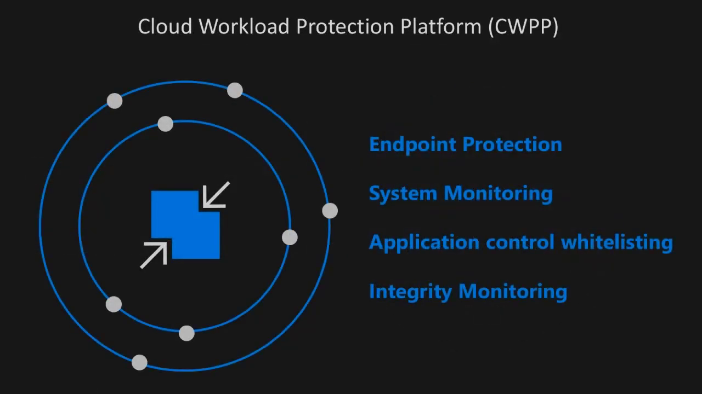If we go to the Cloud Workload Protection Platform, we are talking here about endpoint protection. Of course, you deploy the VM in the cloud and you want to make sure that the VM has endpoint protection, system monitoring, application control, integrity monitoring. Those are big and famous security concepts. So what we are trying to do with these measures is to harden the VM or resource itself. And this is where Cloud Workload Protection Platform fits in the picture.